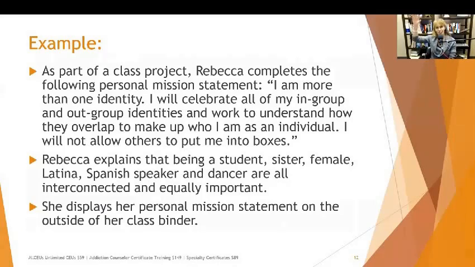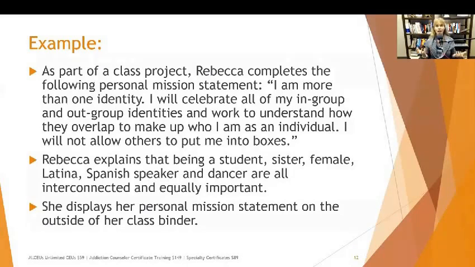Now, you can start out a group with this statement and run an entire group on it. So what are your in-group identities and what are your out-group identities? If you're in one group, then you may be out in another group. Which means if, for example, I'm a female, that's an in-group identity, and I am not a male. Rebecca explains that being a student, sister, female, Latina, Spanish speaker, and dancer are all interconnected and equally important.